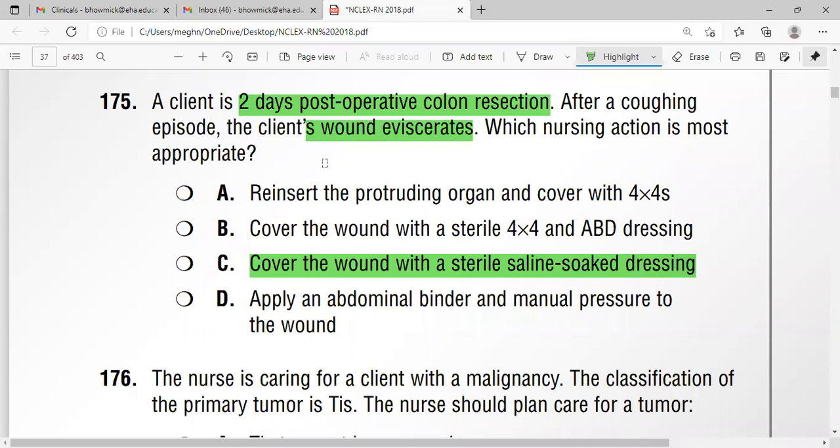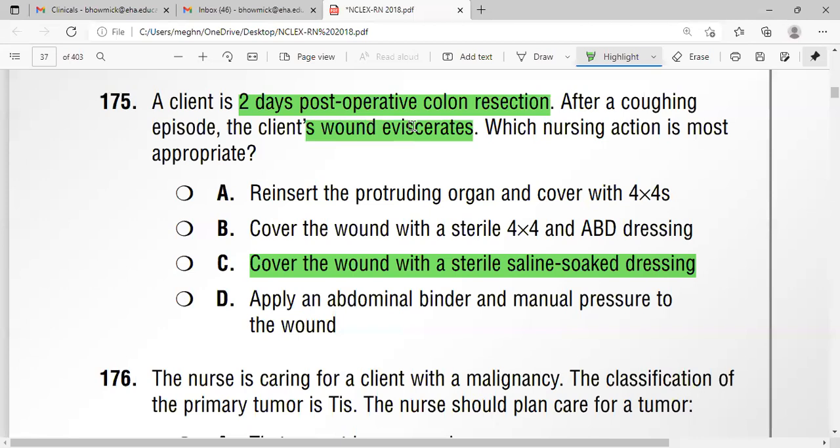And they said after the coughing episode, the client's wound eviscerated, or wound dehiscence. Wound evisceration is the protrusion of the internal organ through the incision. Evisceration is very uncommon, but a very severe surgical complication, and it is an emergency that should be treated immediately. But wound dehiscence is a surgical complication in which a wound ruptures along the surgical incision, while evisceration is protrusion of the internal organ through the incision.